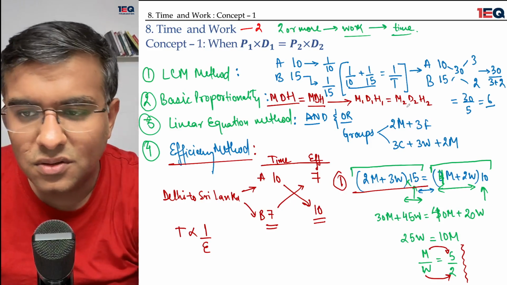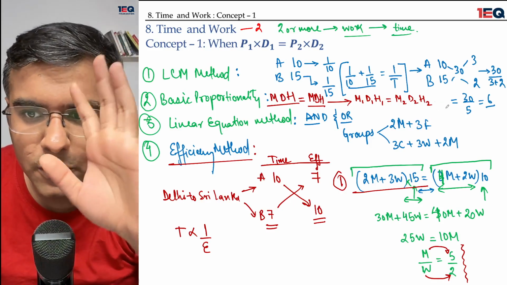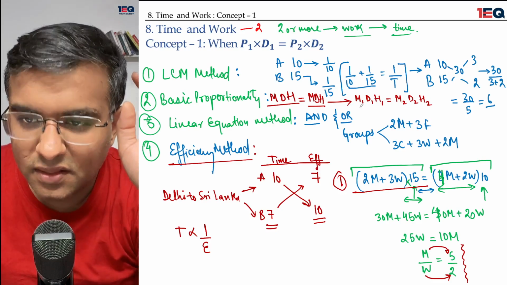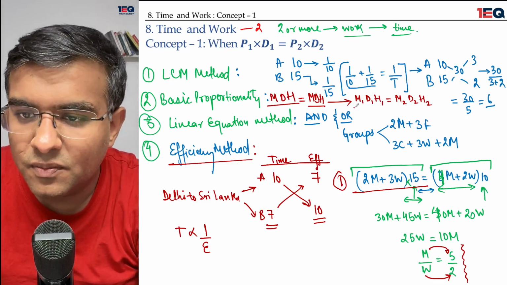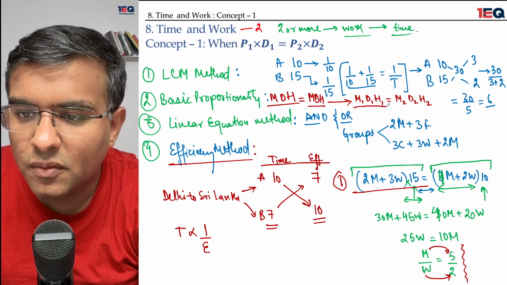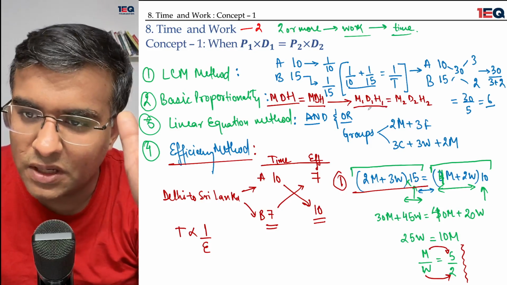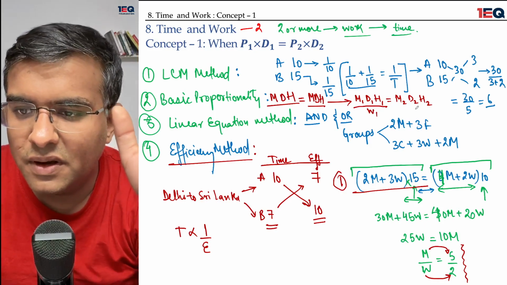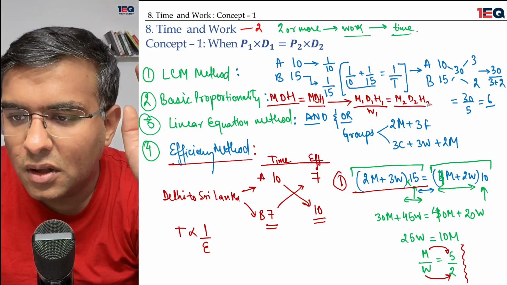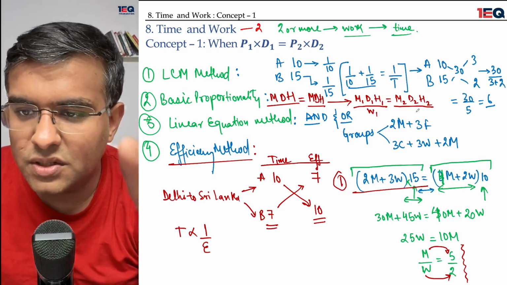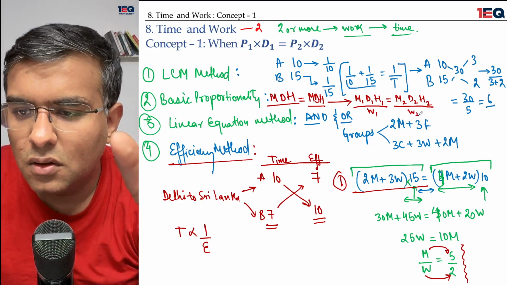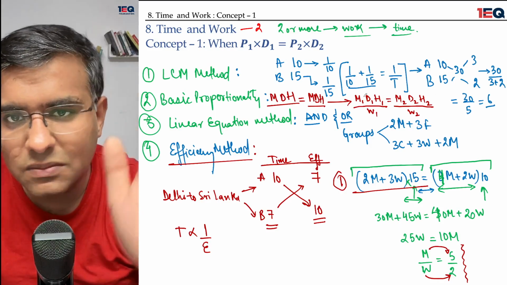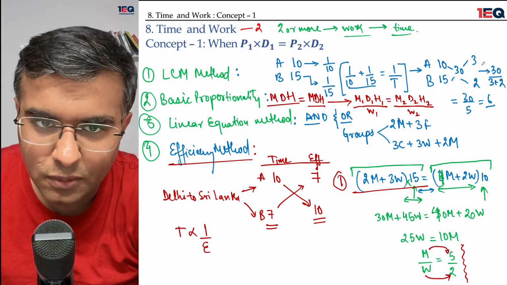Got it? So these two equations are completely equal. Then I also introduced another variable: the complete work being done by M1 D1 H1 can be called work 1. Similarly, the complete work being done by M2 D2 H2 can be termed work 2. Okay, so this is the basic proportionality concept that we are talking about.